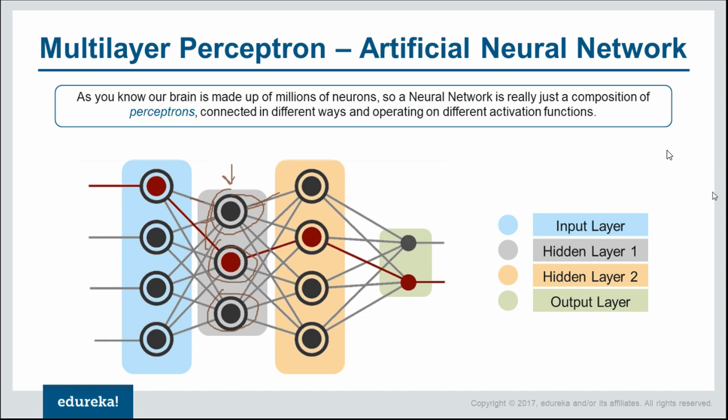So in the last case, the output might be like this: this would be one value and this would be 0 if a person is going to the party, and this would be 0 and this would be 1 if a person is not going to the party, let's say.